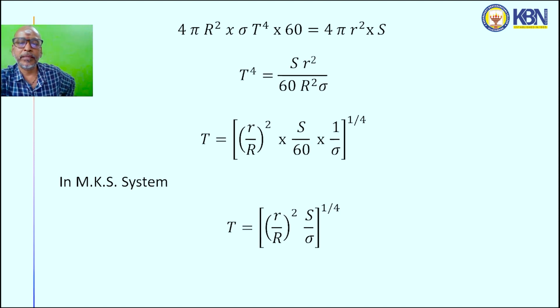In this formula there are some letters. Small r is the average distance between the sun and the earth, and capital R is the radius of the sun, or the photosphere. S is the solar constant, and σ is Stefan's constant. So with the help of this formula, we can calculate the temperature of the sun.